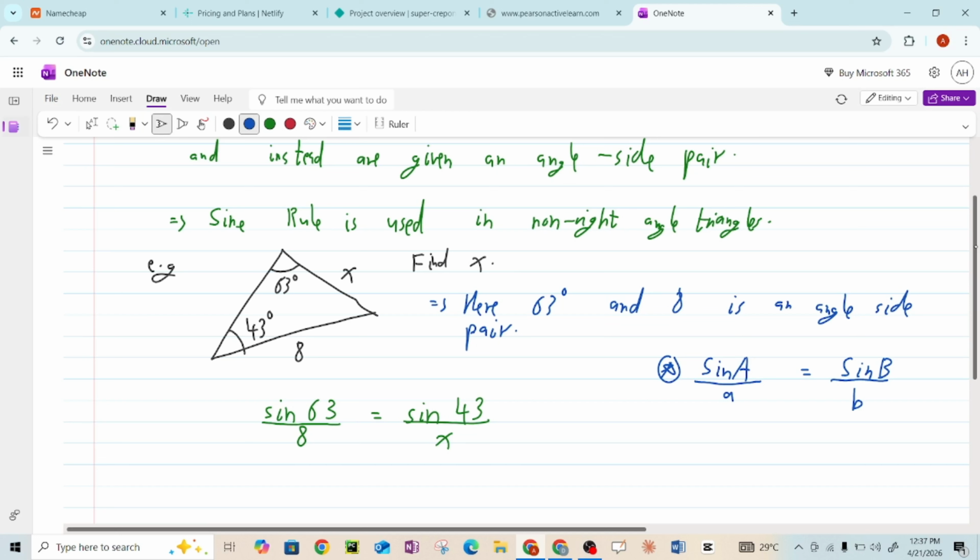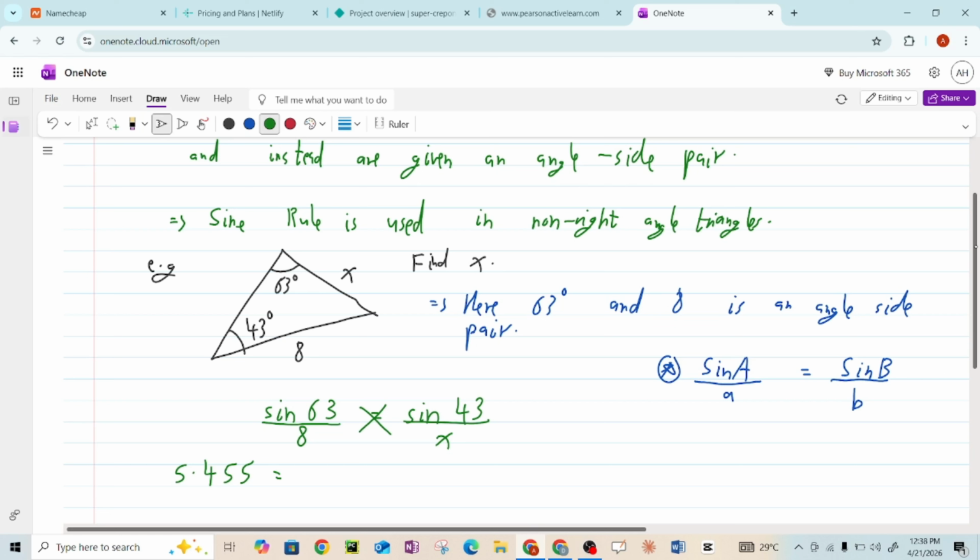So in this case, if you look at this, we have sine 63 that's facing 8. So sine 63 divided by 8 is equal to sine 43 divided by x. Now you can equate them. This is the sine rule. So now you can solve it properly. You cross multiply. So 8 times sine 43. Sine 43 is going to be 0.68. You multiply that by 8, you get 5.45.